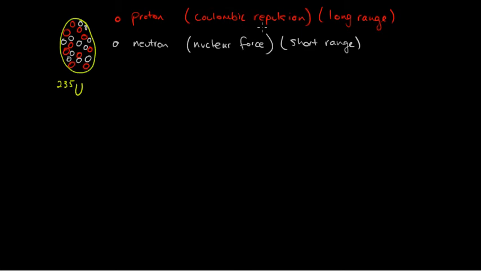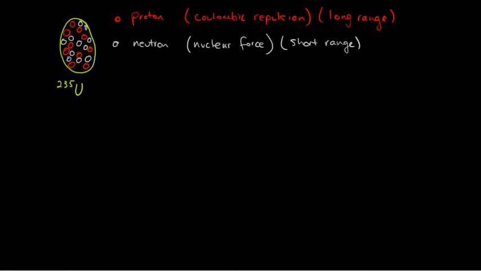And the protons want to repel each other. They have this electrostatic repulsion for each other, and that's a long range force. So they want to blow this nucleus apart, and they want to do it over long ranges. The neutron holds the nucleus together by the nuclear force or the strong force, but that's very short range. So it doesn't act over large distances.